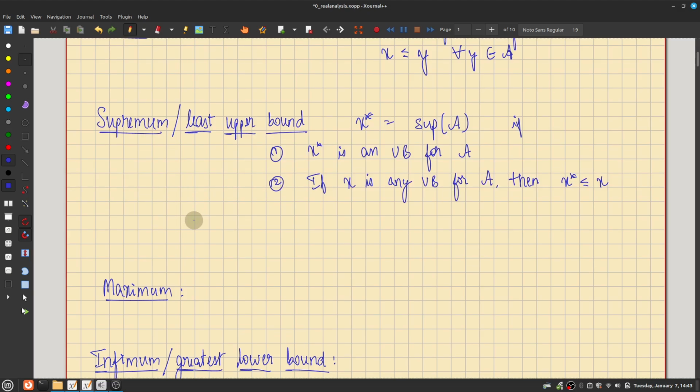Let's suppose I give you the following set. A equals, again, the interval from 0 to 1. We know that any number greater than or equal to 1 is an upper bound for this set A. What is the least upper bound? What is the supremum? Yeah, it's 1. You're all convinced by this.